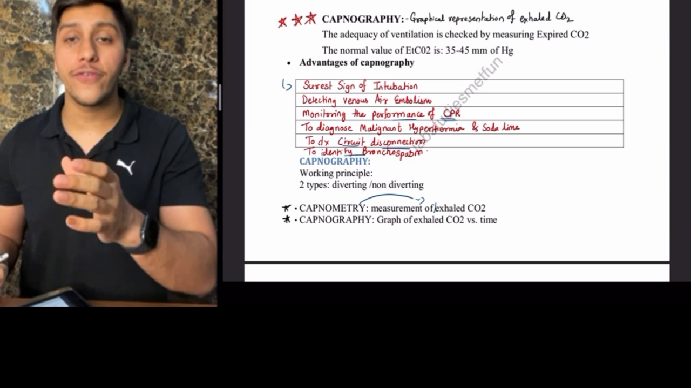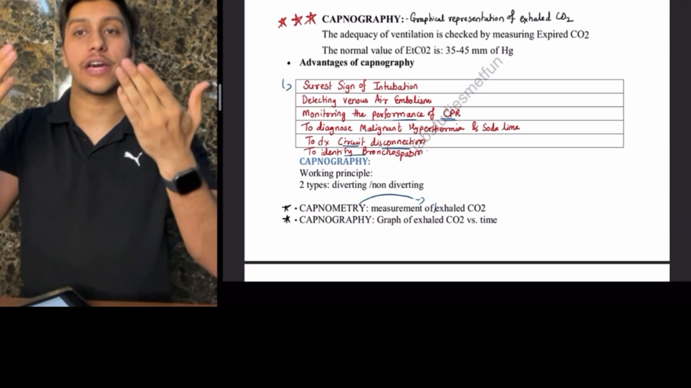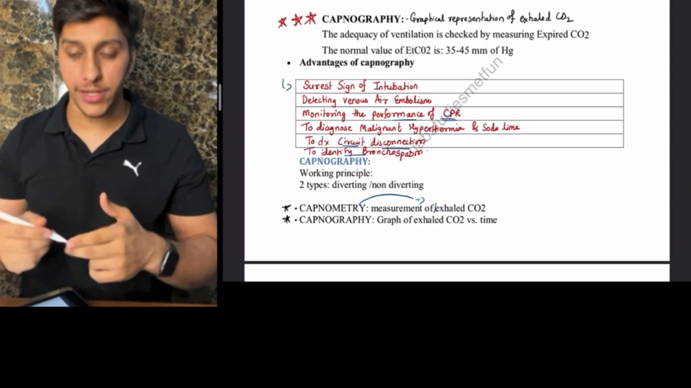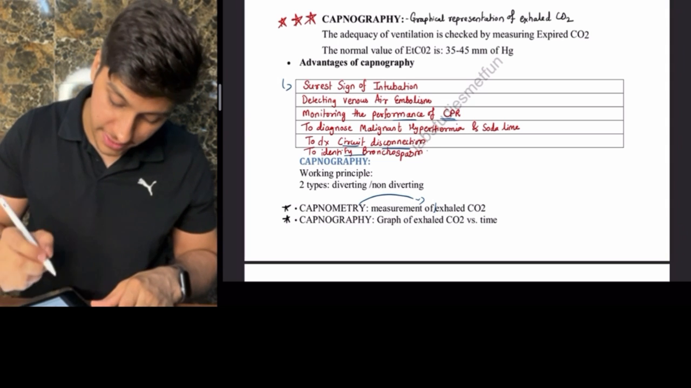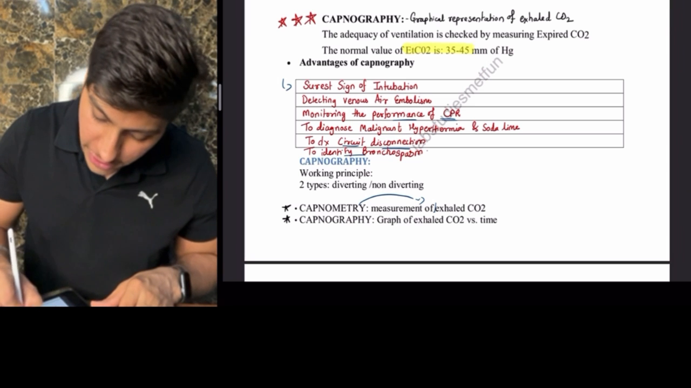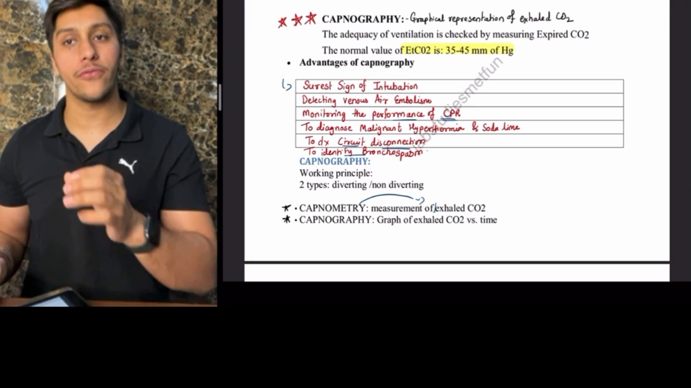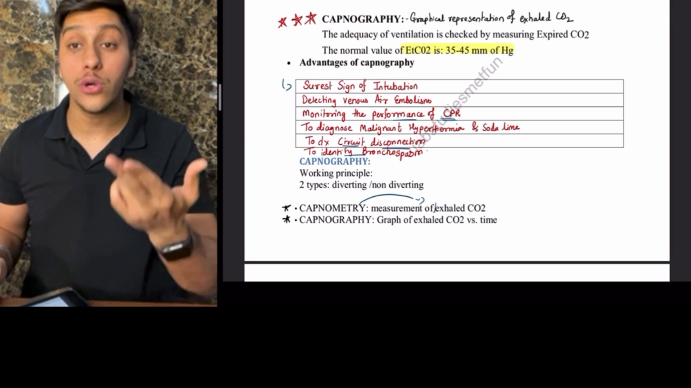Now let's talk about the last topic for today, that is going to be capnography. Capnography is a graphical representation of the exhaled carbon dioxide. Why do we use it? We'll see over here what the advantages are, but before that, you need to know what it is. The normal value of EtCO2 is 35 to 45 mm of Hg. It basically checks the adequacy of ventilation.